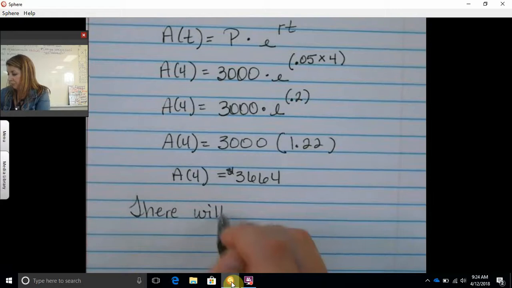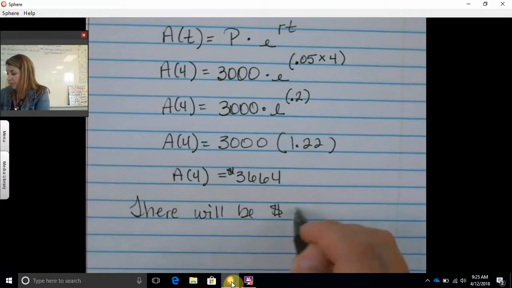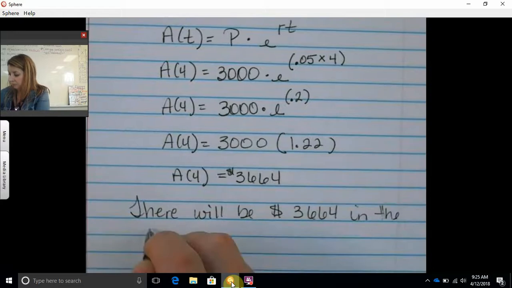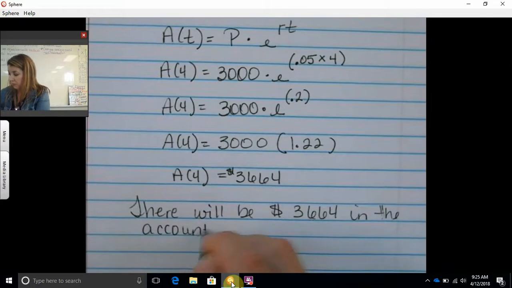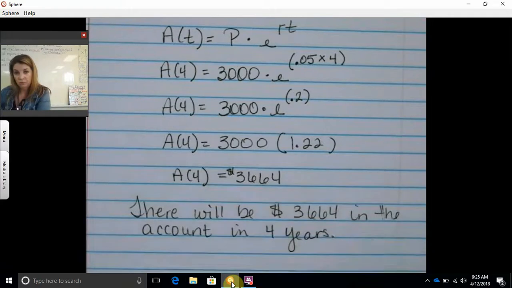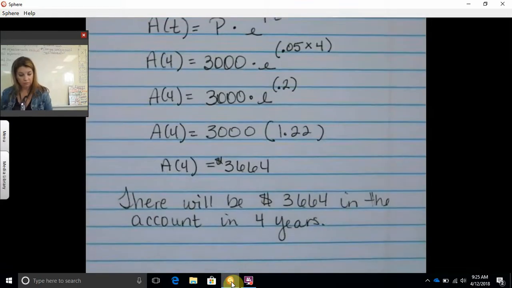There will be $3,664 in the account in 4 years. Cool beans?